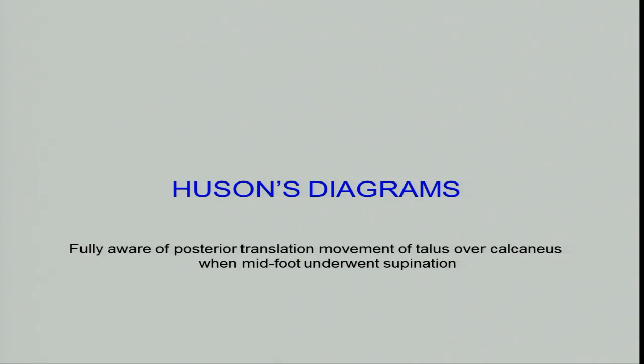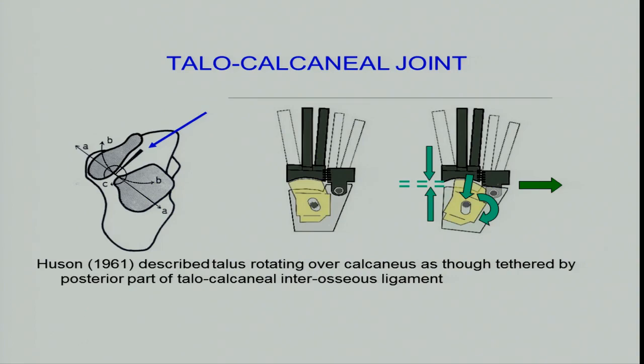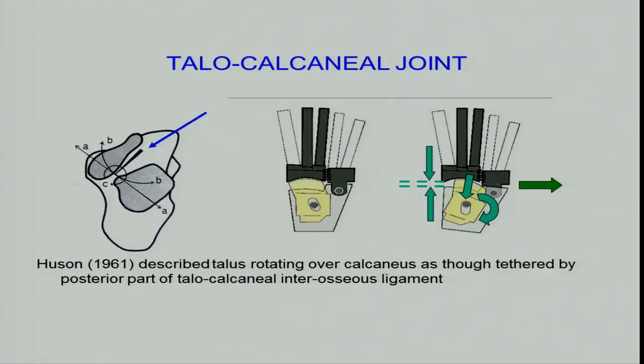Huson was fully aware of the posterior translation movement of the talus over the calcaneus when the midfoot angulated outwards and underwent supination, and that the talus got pushed backwards. He described this talar rotation as being tethered to the calcaneus by the posterior part of the talo-calcaneal interosseous ligament.